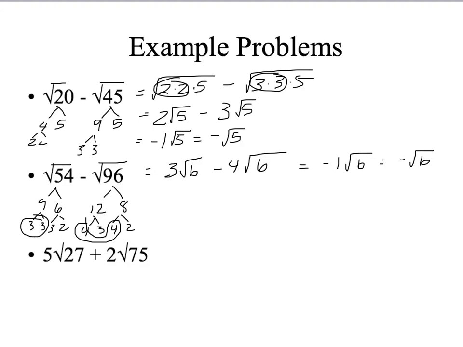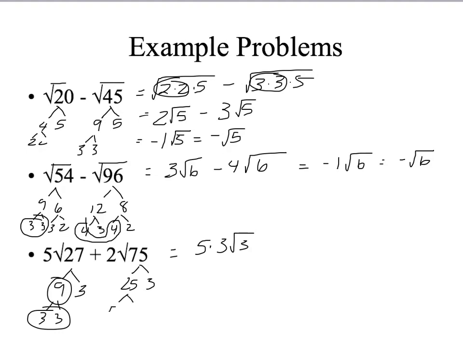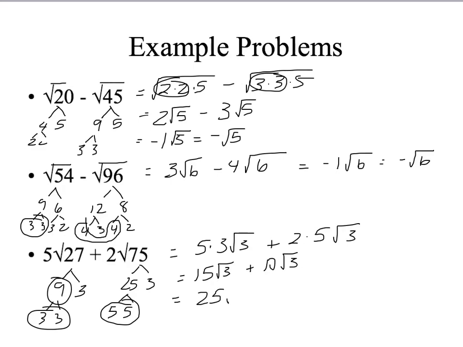Now let's add. 27 is 9 times 3, right? So what's the square root of 9? Well, that's 3. So 9 breaks down into 3 and 3, and we have a pair of 3's we can pull out. That becomes 5 times 3 square root of 3. 75 is 25 times 3. 25 is 5 times 5. So here we have a pair of 5's that we can multiply by our 2. And we have a square root of 3 left over there too. So that becomes 15 square root of 3 plus 10 square root of 3, which is just 25 square root of 3.